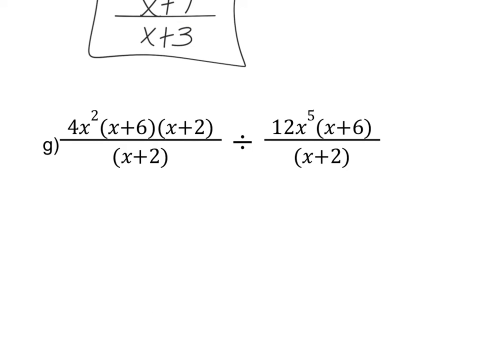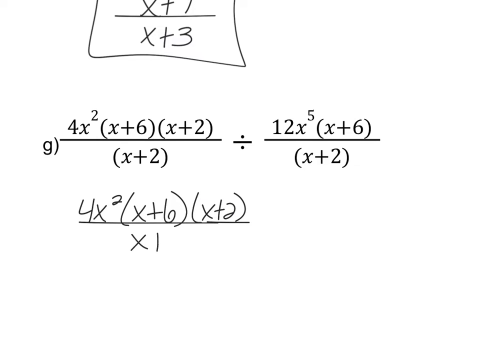Okay, getting a little bit trickier here. Same thing. So 4x squared times x plus 6 times x plus 2 over x plus 2, times, got to flip it. So now it's 12x to the 5th over x plus 6.